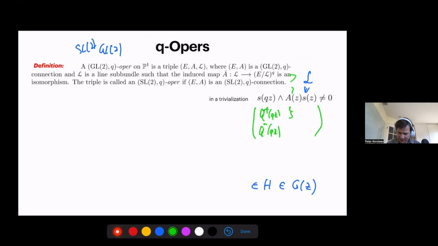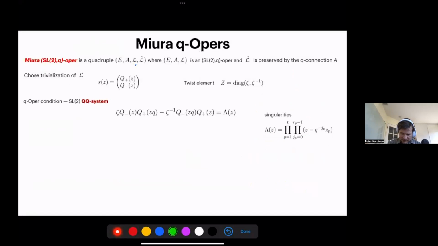So if A is equal to Z, if it's a diagonal matrix, then the second vector looks like this, right? You compute the determinant of this 2x2 matrix, and you'll get this expression, which looks exactly like the left-hand side of the QQ system, and on the right, instead of 0, we have polynomial lambda, which contains all the information about the singularities, right? So we have those Z_P's, the singularities, and then you can also add those towers of singularities.